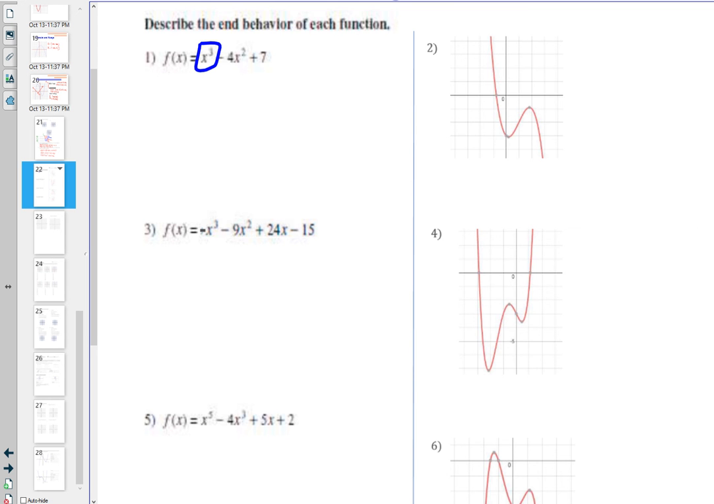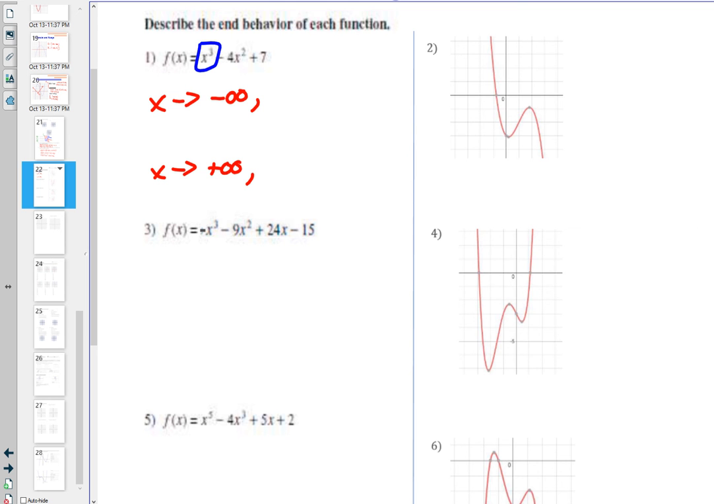If I have a positive lead coefficient with an odd degree, what's my end behavior? Could be down and up. Left arrow down, right arrow up. How would I write that in arrow notation? As x approaches negative infinity, that's my left arrow, and when x approaches positive infinity, that's my right arrow.